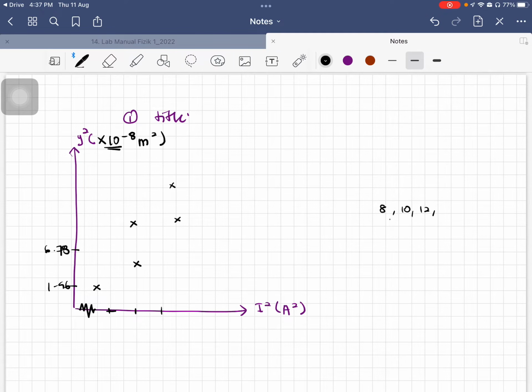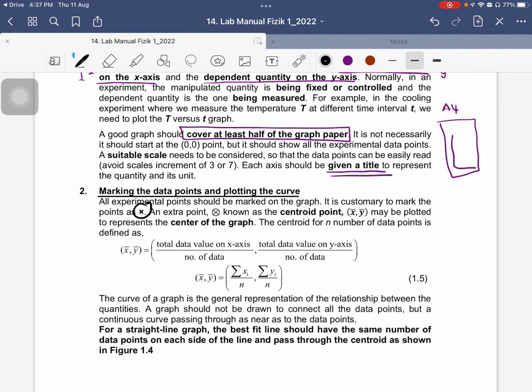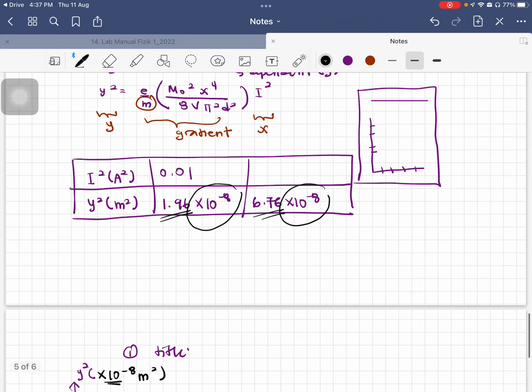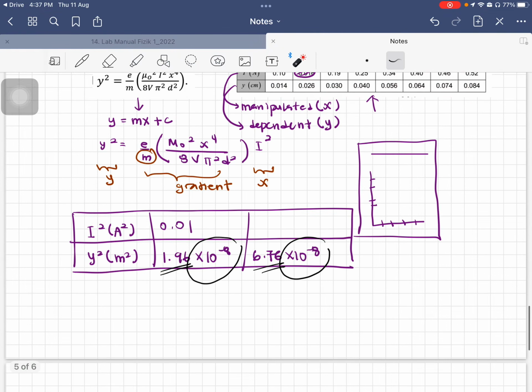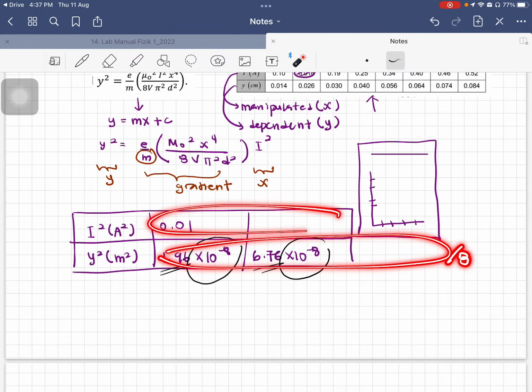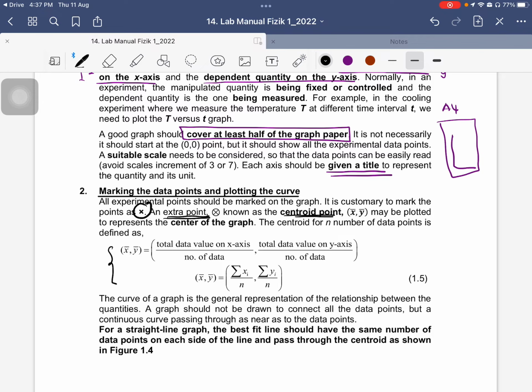Let's say something like this. I put it something like this, plotting as x, and you need an extra point known as the centroid point. The calculation is here. Find your centroid point, which is adding up all the data here, divided by, you have 8 data: 1, 2, 3, 4, 5, 6, 7, 8. So you add up all the data and divide by 8. Same here, add up all the data, divide by 8, and you will get the centroid point.